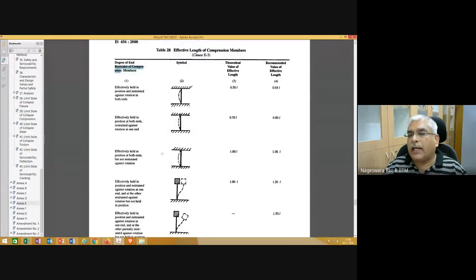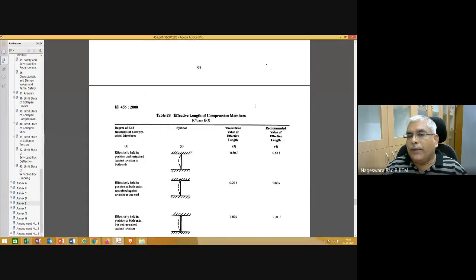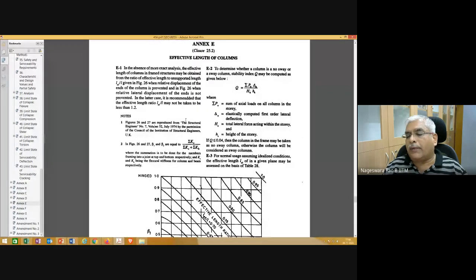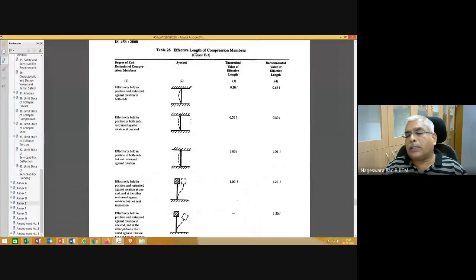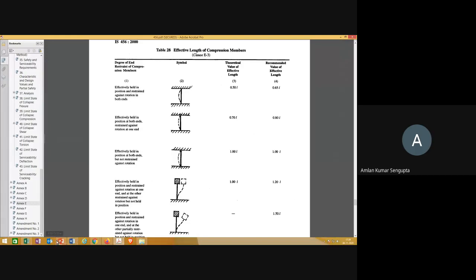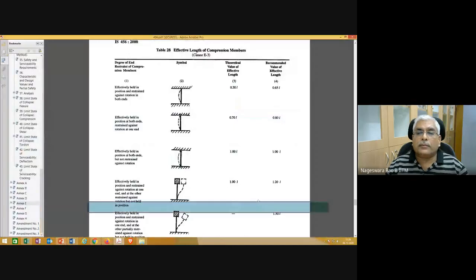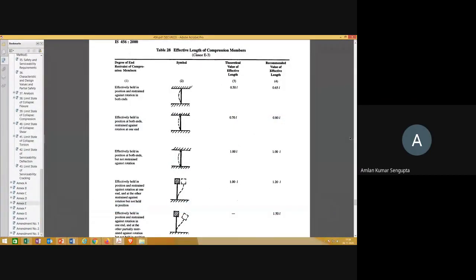For various end conditions, what is the theoretical value of effective length? What is the value recommended by code IS 456 for the effective length? We will not go into detail on the procedure for calculating effective length, and maybe we will stick to this one, just for completeness. I would just add here, please note in the top three figures, the column is not swaying, and hence the effective length divided by the unsupported length ratio is limited to 1.